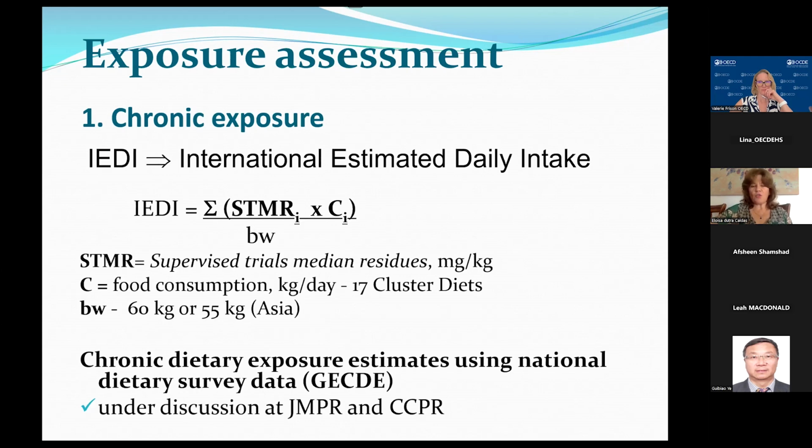I just want to mention that there is a discussion currently at JMPR and CCPR of using a different approach, which would be the current dietary estimate using National Dietary Survey data. It's called GECDE. But it's still under discussion, instead of cluster diets, using National Dietary Survey data, and there are also other assumptions to that. So this method is not, at the moment, impacting the setting of MRLs by the CCPR.